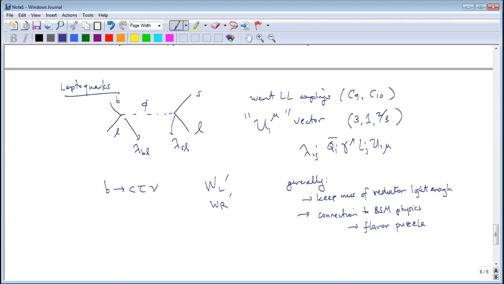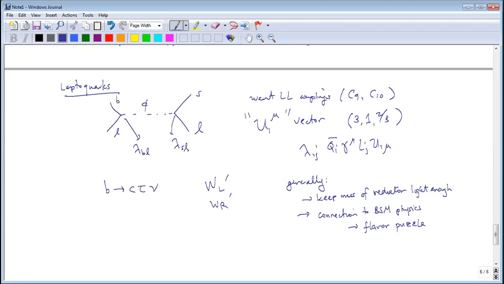Another student says, Pati-Salam. Yes, Pati-Salam, absolutely. And people have been looking at that because this leptoquark is there in Pati-Salam. Yeah, that's right. Another question, is phi a scalar or a vector boson? Well, in this particular cartoon diagram, it looks like a scalar because that's how I drew it. But you could have scalars or you can have vectors. It just depends on the coupling. When I wrote that coupling of the U1 vector leptoquark over there, you see I have a gamma mu in there. Yeah, okay. Thank you.